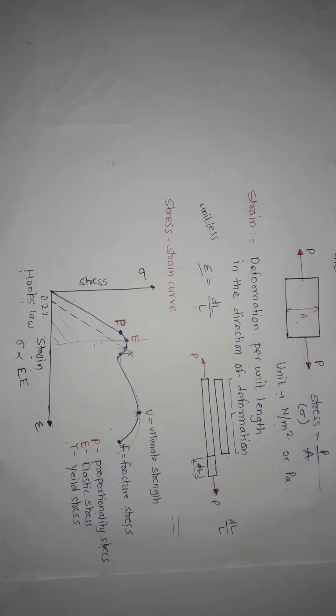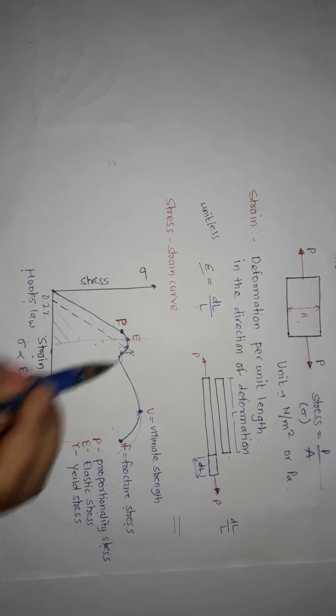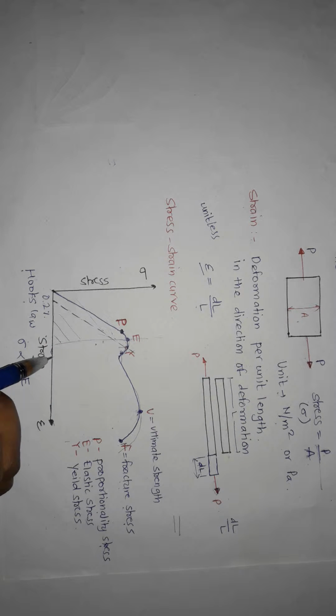Next point is Y, which is called the yield stress. Here, we observe reduction in the stress for further deformation or strain. This is called the yield point. This yield stress we take for the calculation of design of strength of materials.